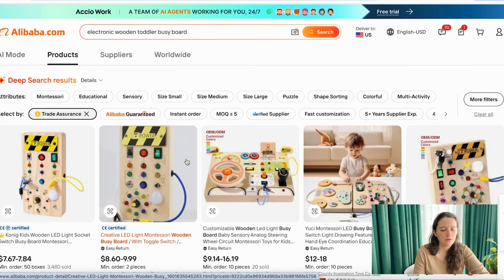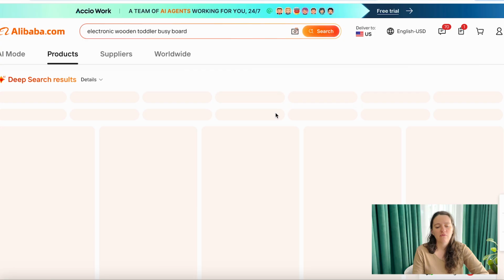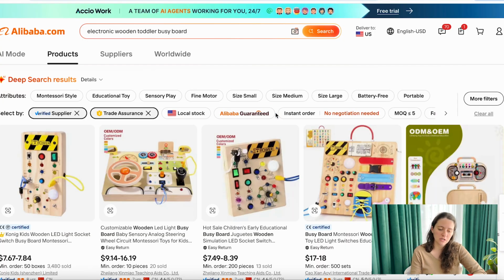And then I also click verified supplier. Verified supplier means that a third-party inspection was done on the premises of the manufacturer. So it means that they exist. So it's not like a scam, and this factory actually exists. Okay, so we have those suppliers here.